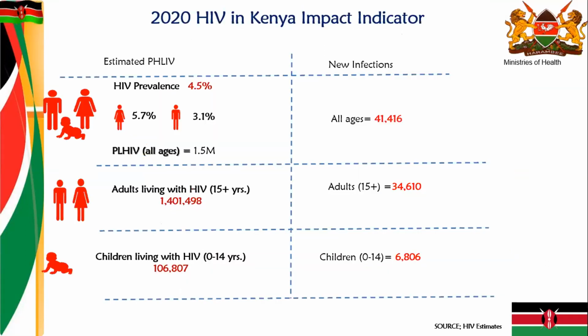So in terms of HIV burden, current prevalence is at 4.5. This is from the 2020 estimates, it being higher among women, which is 5.7, and 3.1 amongst male. For the current number of estimated people living with HIV among adults, we have about 1.4 million, and 106,000 for children aged between 0 and 14. In terms of new infections, we can see that the majority of our new infections are among the adults, which is about 34,610, and we just have about 6,800 children who are reported to have new infections. So every year we have about 41,000 new infections.